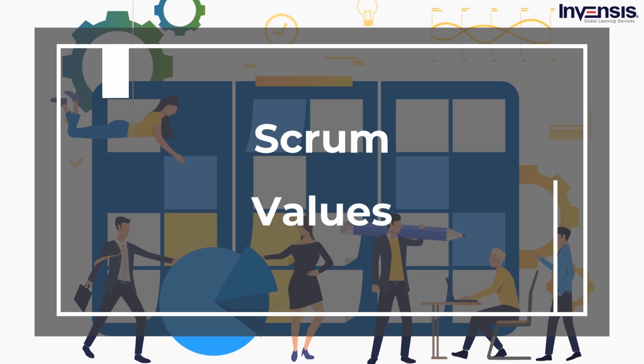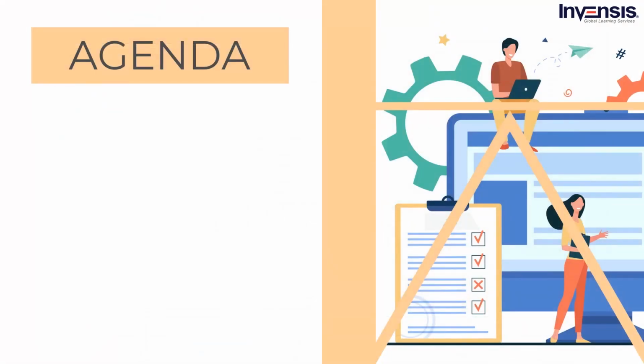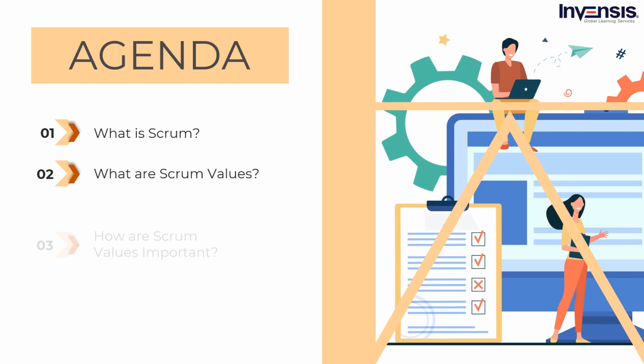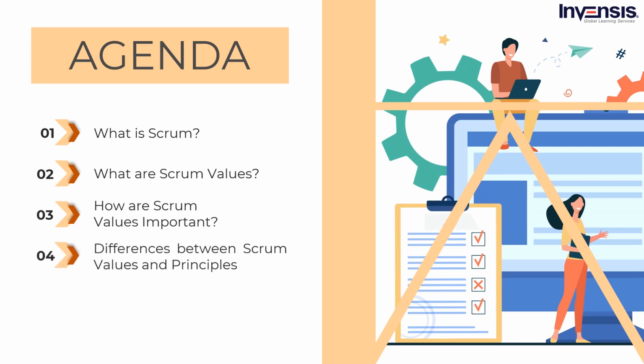day-to-day lifestyle. Before we get started, I would like to address the agenda for today's session. We will start our session with a brief understanding of what Scrum is and what exactly are Scrum Values. Moving on, we will understand the 5 Scrum Values in detail and learn how they are important. Next, we will talk about the differences between Scrum Values and Scrum Principles. Finally, we will conclude the session by talking about how to apply Scrum Values in day-to-day life. I hope the agenda was clear.